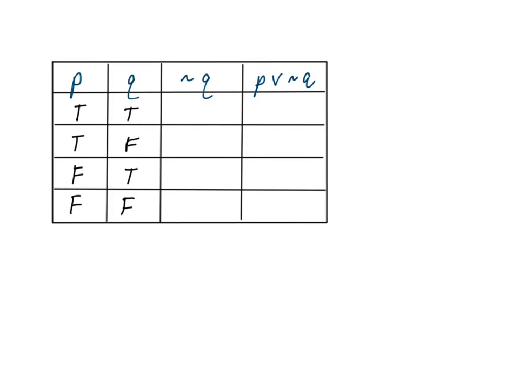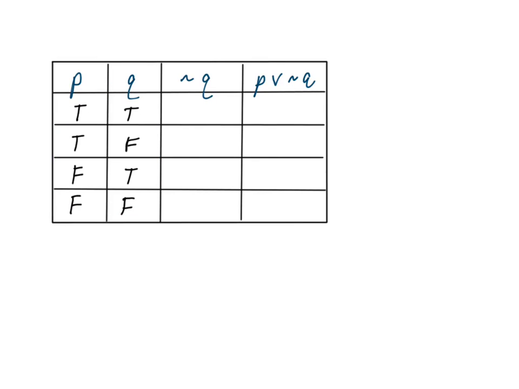Alright, in this video I'm going to complete the truth table for this statement here, P or not Q. So we want the truth values for, I should say we're filling out the truth table for the compound statement P or not Q. So we want to work from left to right. Notice we already have the truth values for P and Q right here.